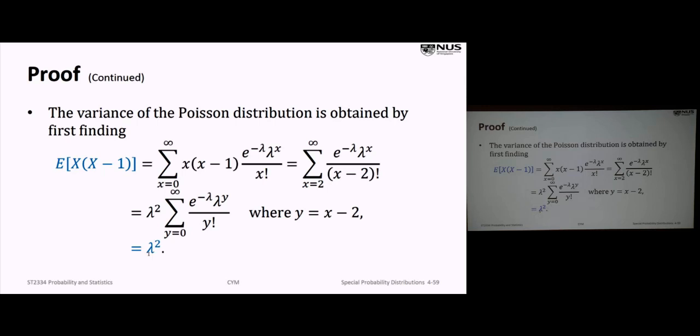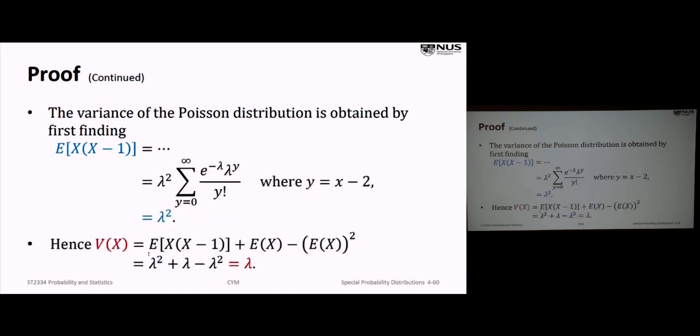But you'll say, well, so what? How do I compute the variance? Well, you can compute the variance using the following formula. So the variance of x happens to be equal to the expected value of x times x minus 1 plus the expected value of x minus the expected value of x all squared.